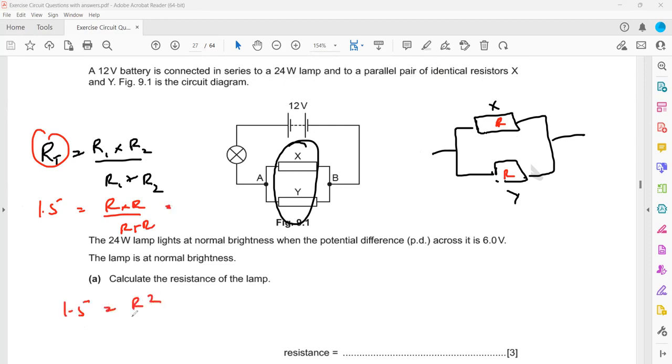R multiplied by R is R squared and R plus R is 2R. So the square will cancel with this and the 2 will be multiplied. So what is the resistance of the individual? The resistance of the individual is 3. This is 3 ohm. This is also 3 ohm. Is this part clear?